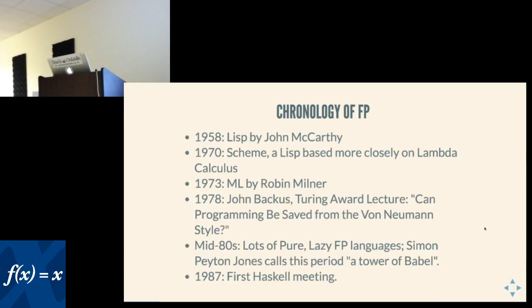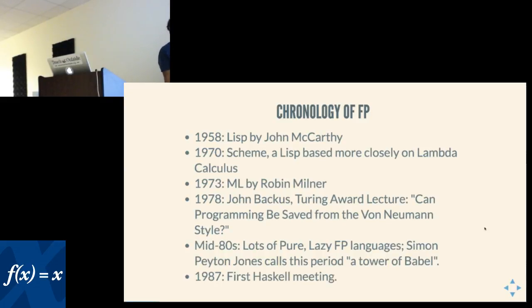Here's a little bit of a chronology. 1958, Lisp. I might have that wrong. It's maybe 1956. That's generally considered to be the first functional programming language. In 1970, Scheme came along. That was meant to be a Lisp more closely modeled on lambda calculus. 1973, ML. And so in the 70s, there's this kind of percolating interest in this concept of functional programming.